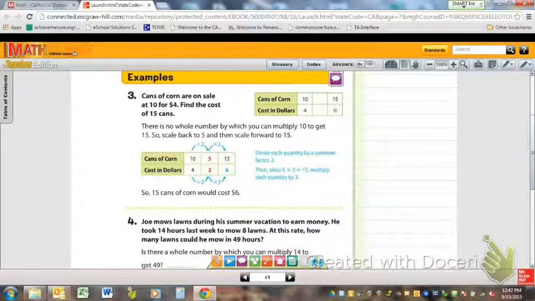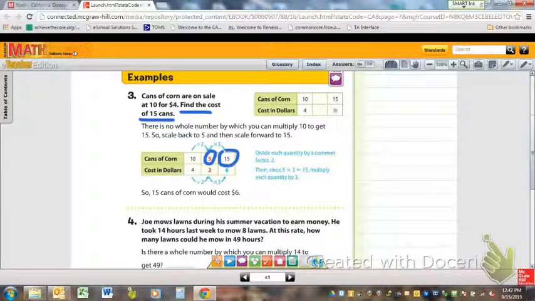So we're going from 10 to 15, but before we do that, we need to find out how much it's going to cost for a small amount of cans. If you look down here, first we divided by 2. So 10 divided by 2 is 5, and 4 divided by 2 is 2. So for 5 cans of corn, it costs $2. I can't reduce that anymore. So now I need to change my 5 into a 15, because that's what it's asking me. Find the cost of 15 cans.